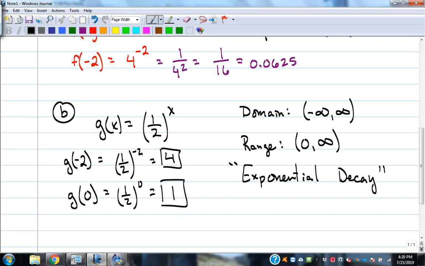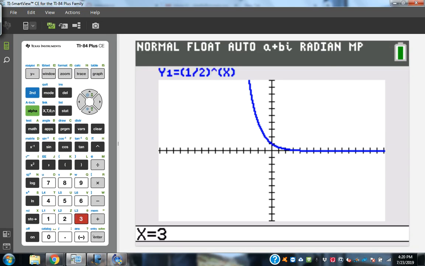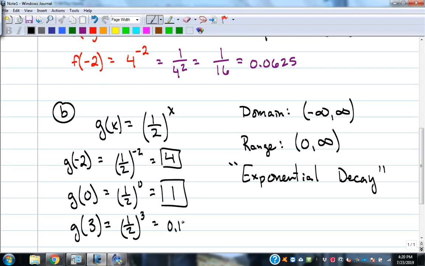And then if I go a little further to the right and pick g of 3, it'd be 1/2 to the 3rd power. When I trace 3, I get 0.125, which I know is actually 1 over 8. As I move to the right further, if I did g of 6, it would be 1 over 2 to the 6th power, so it's a smaller fraction. So as I move to the right, it's decaying because the y values are getting smaller and smaller.